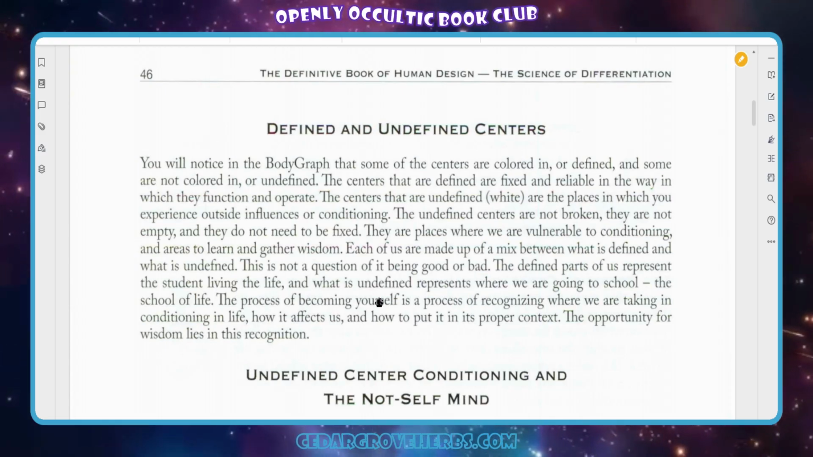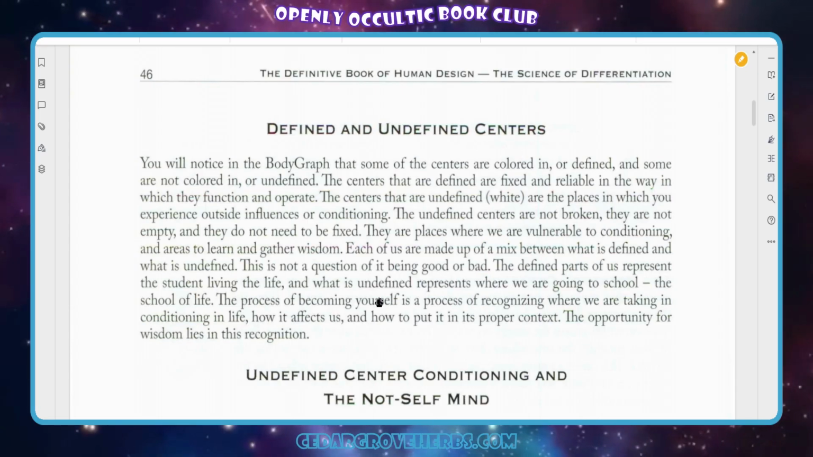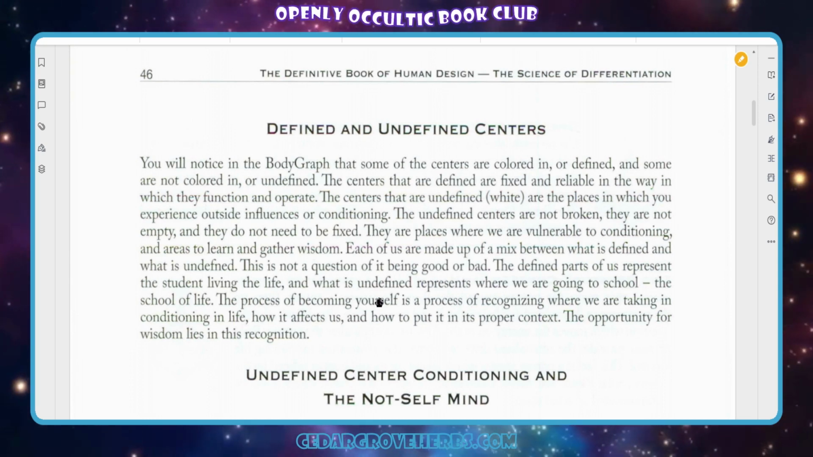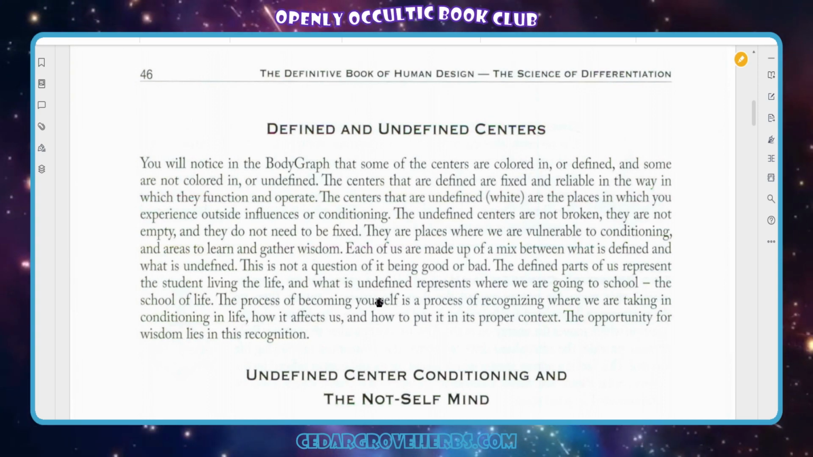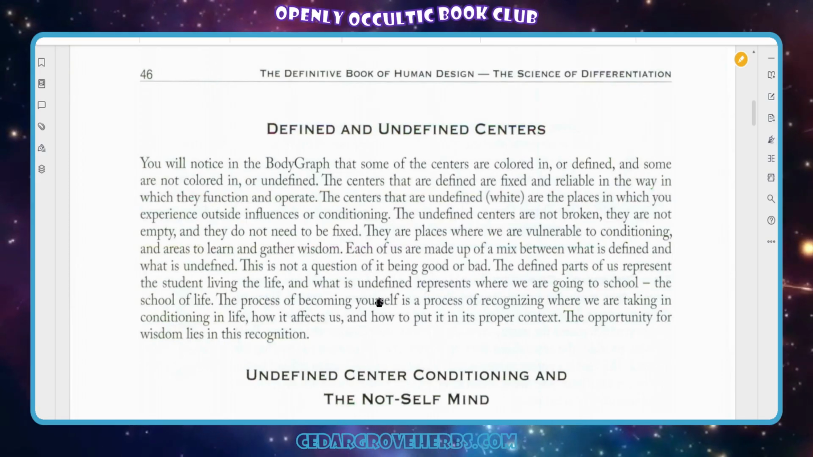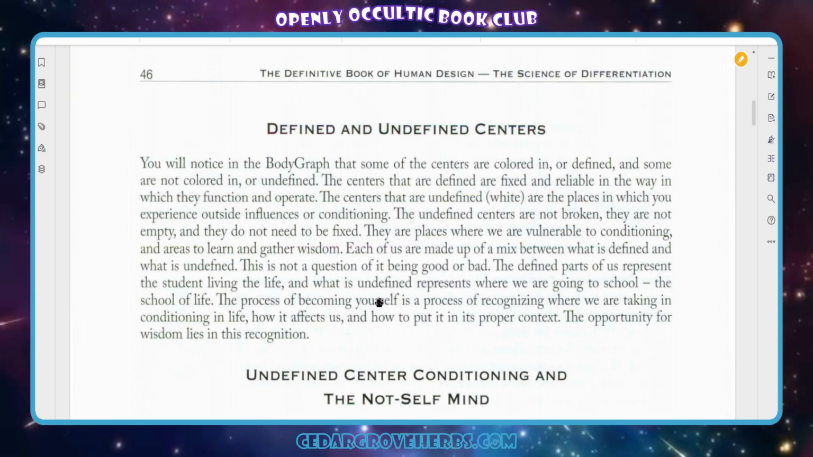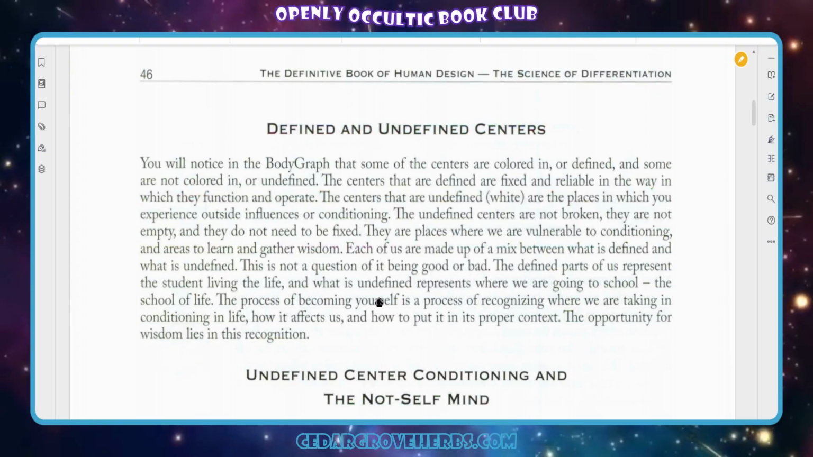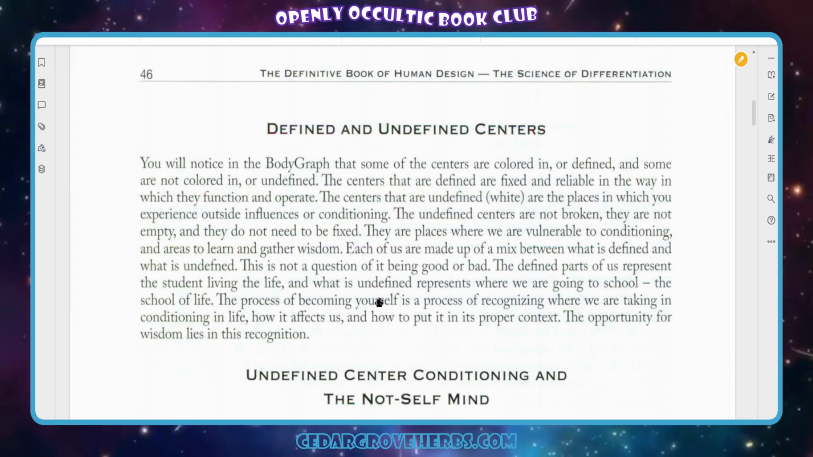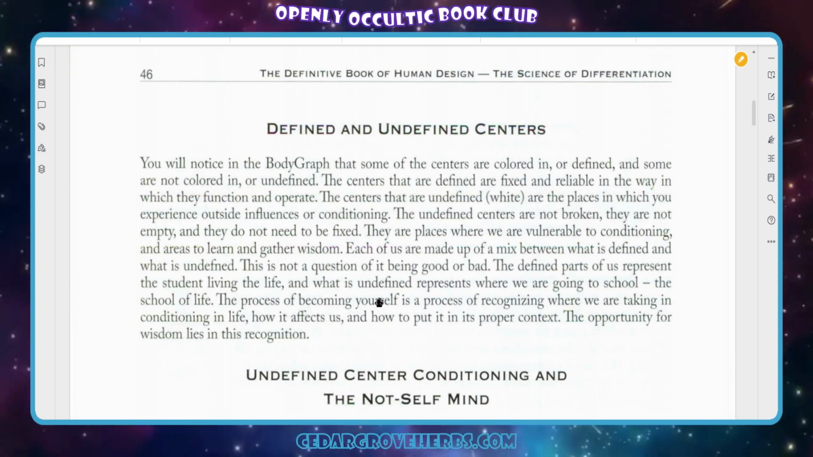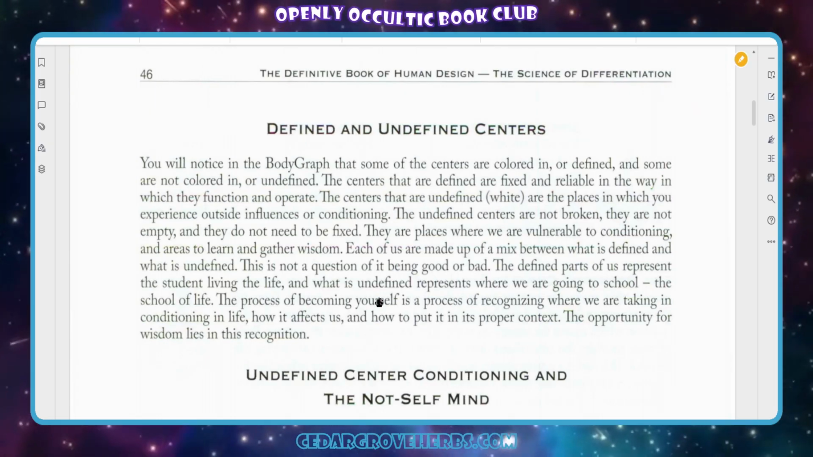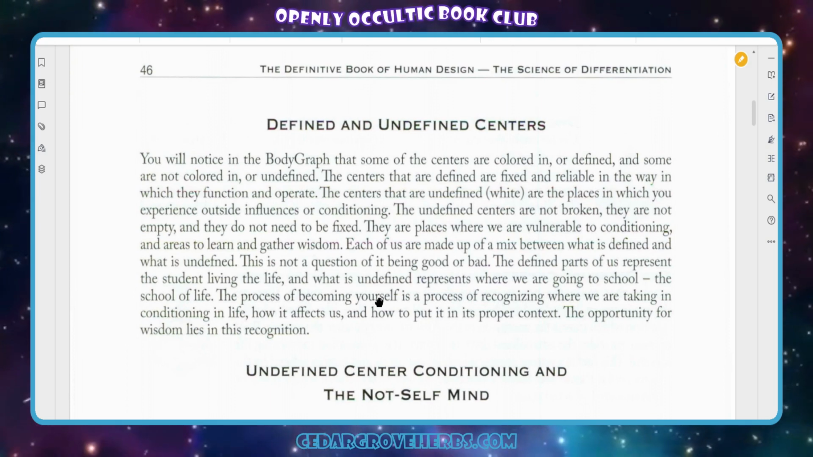Each of us is made up of a mix between what is defined and what is undefined. This is not a question of it being good or bad. The defined parts of us represent the student living the life, and what is undefined represents where we're going to school, the school of life. The process of becoming yourself is a process of recognizing where we're taking in conditioning in life and how it affects us and how to put it in its proper context. The opportunity for wisdom lies in this recognition.